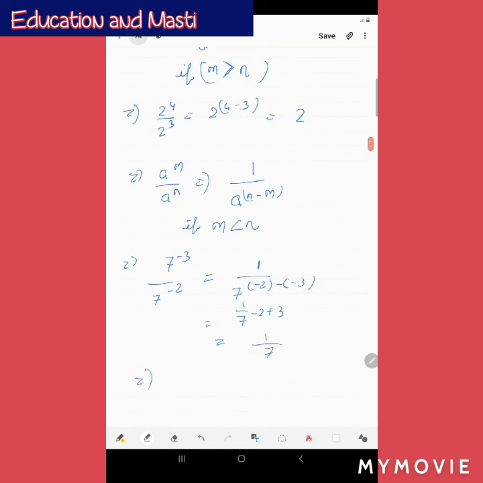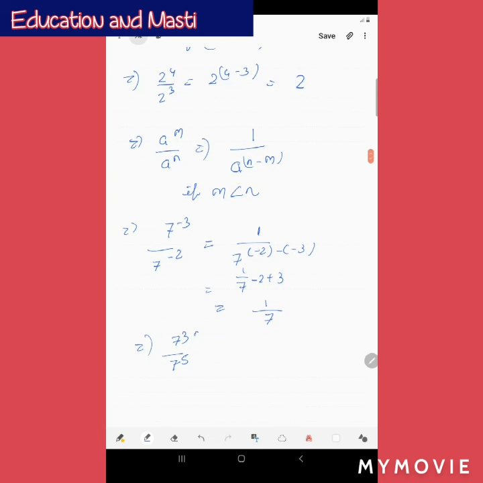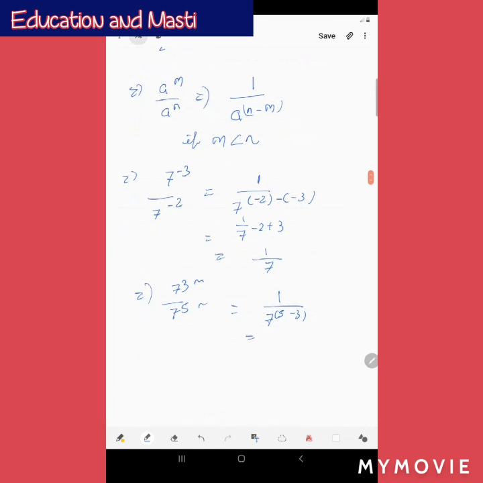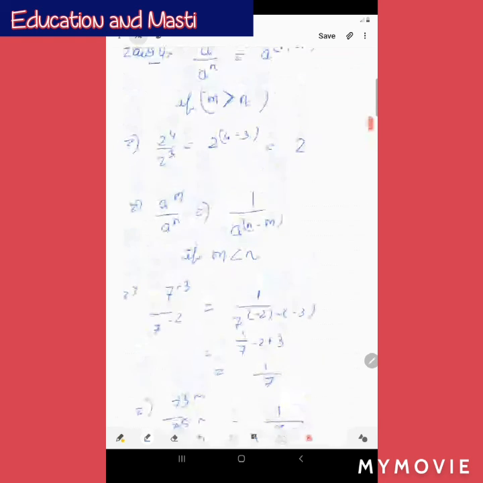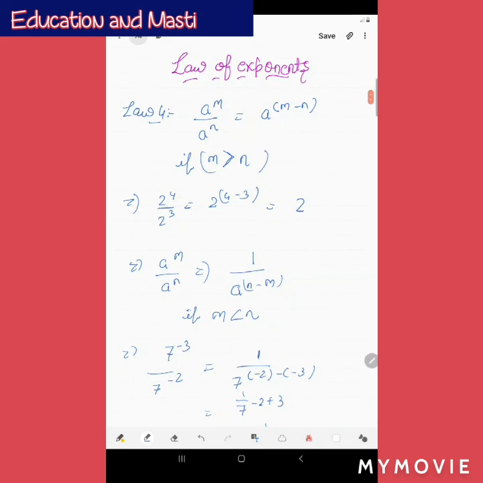Let's take one more example for this: 7^3 by 7^5. Here you are seeing that, as we represented, m is smaller. So what will we do? We will do 1 by 7^(5-3), and then we will get the answer 1 by 7 to the power 2. So like this we have to solve in the case of division. When the division rule is applied, then we have to subtract. And when we are multiplying two powers, then we will be adding. We need to take care of that.